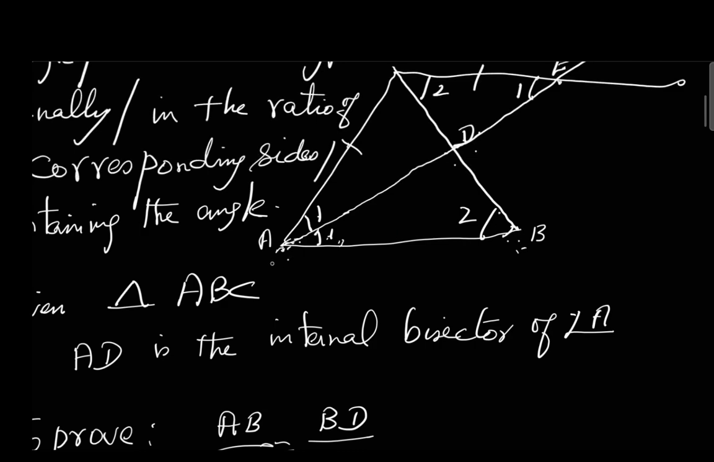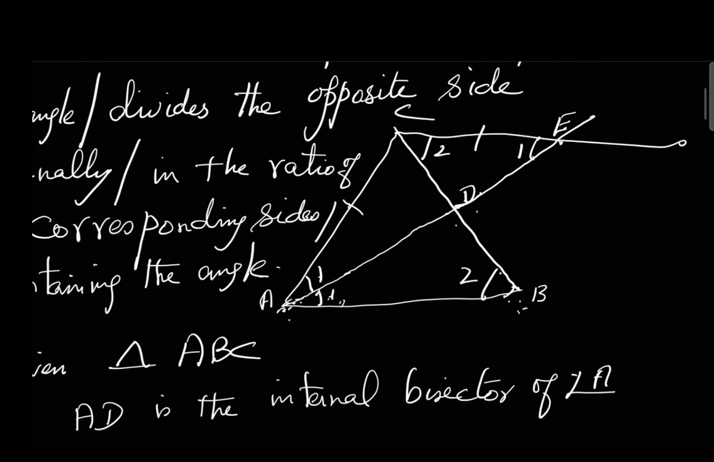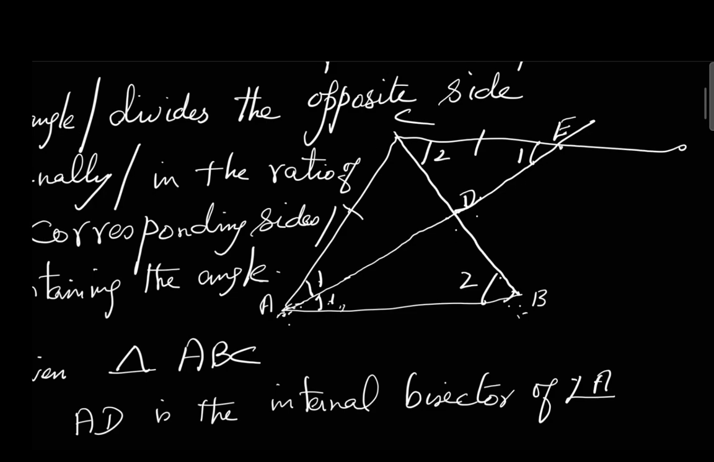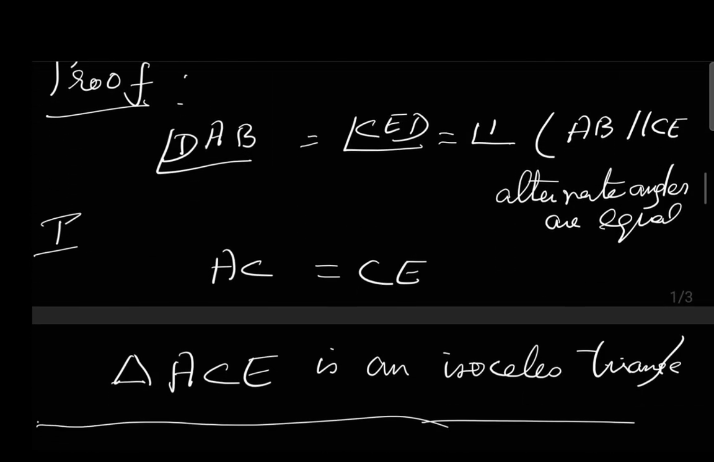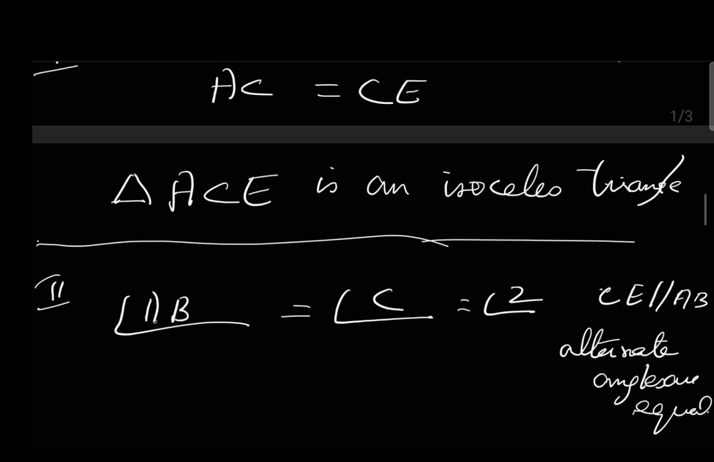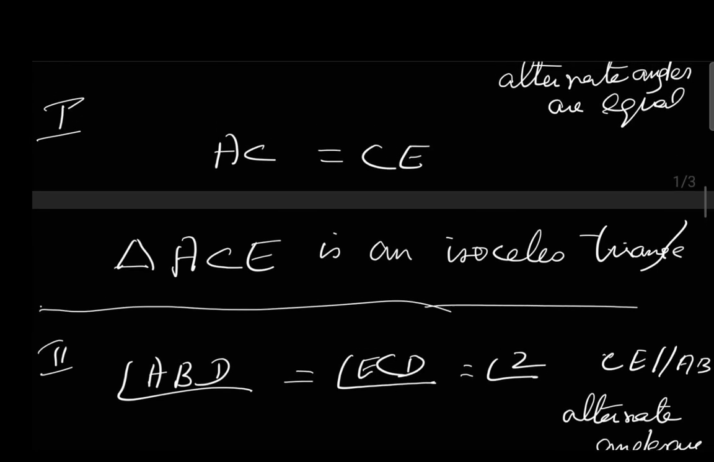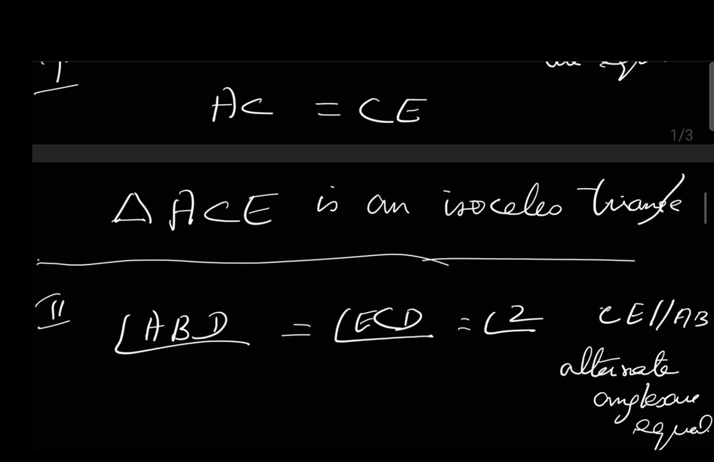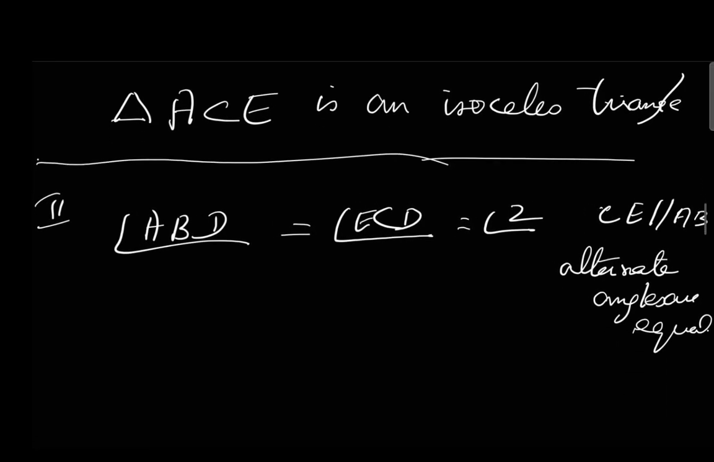See, write the remaining letters here. B means you start from here: A, B, D. So here 2. A, B, D. And for this one, C means E, C, D. So A, B, D, E, C, D. Always keep the diagram with you, so you can write easily. Okay.